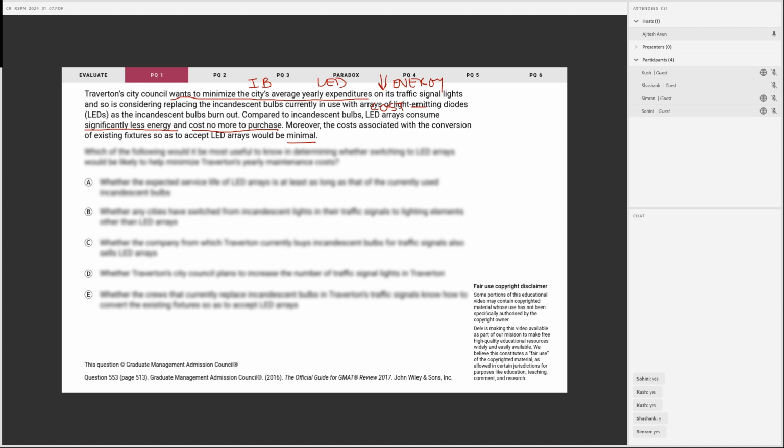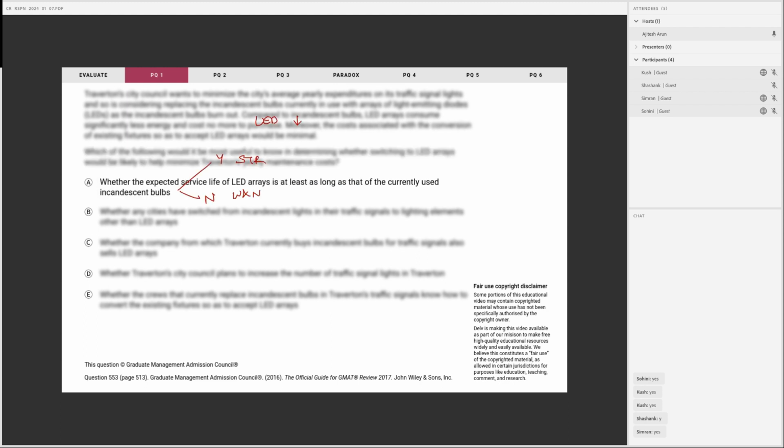So in the stem, when they say would be likely to help minimize Traverton's yearly maintenance costs, what happens with your maintenance costs? You're going to have to deal with the upkeep of the bulbs, right? Which could involve switching them out. So if that switching out happens at the same frequency, then yes, your LED bulbs are going to be better. Why? Because they're not more expensive and they consume less energy. But if the frequency is higher, then what happens, right? That's what option A is getting at. Simran, does that make sense? Yes, that makes sense. Thank you.